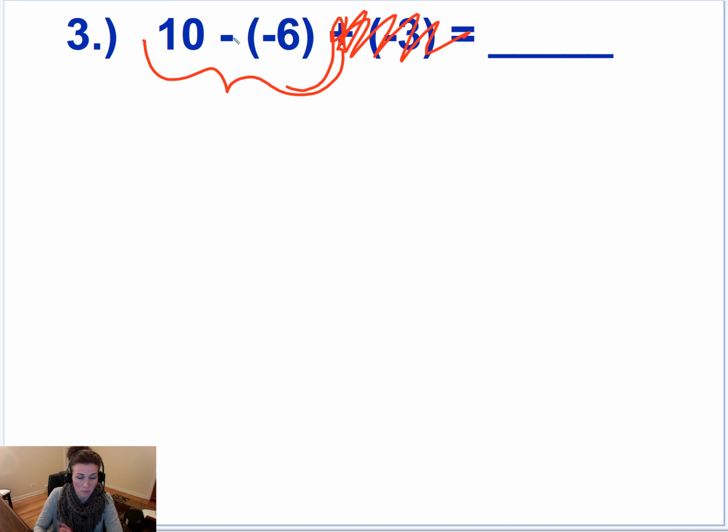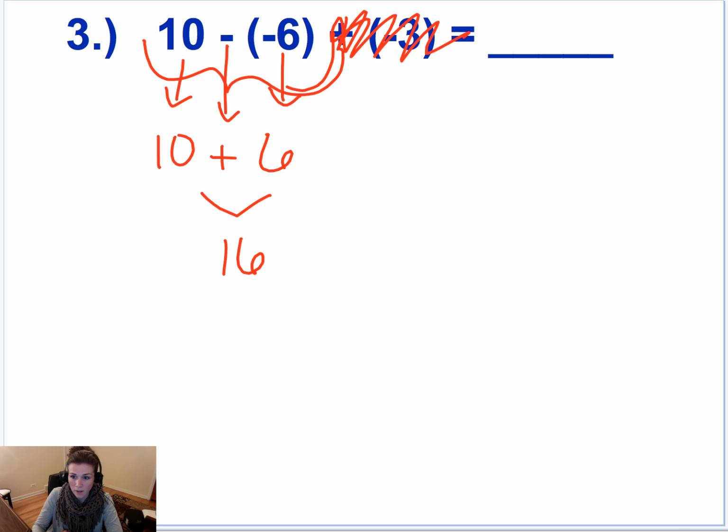This is a subtraction problem, so I need to change it to addition. 10 stays the same, subtraction changes to addition, and negative 6 changes to a positive 6. So I have 10 plus 6, same sign combine, I get 16. Now I can't forget about that other part of the problem though, so I'll bring that down. I had a plus negative 3. So now I have 16 plus negative 3.